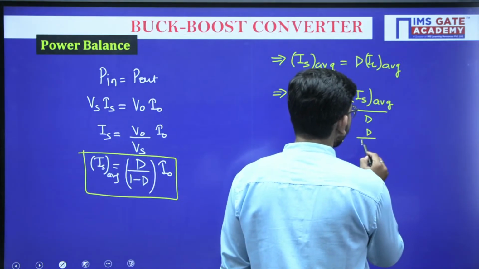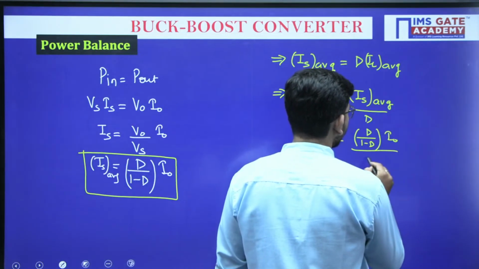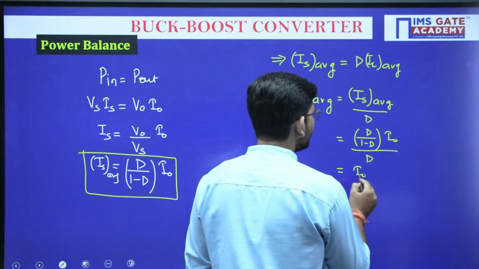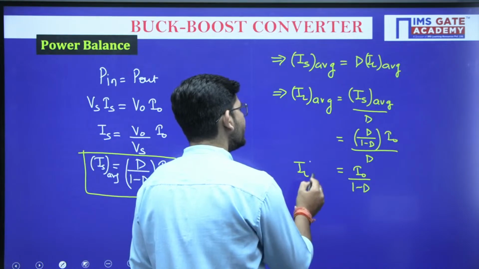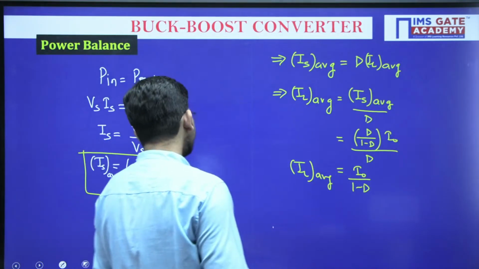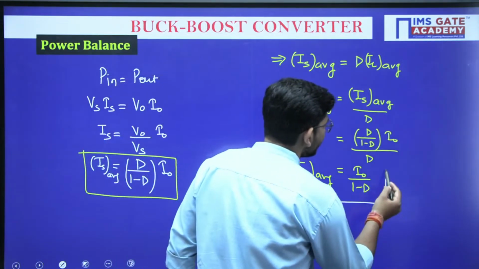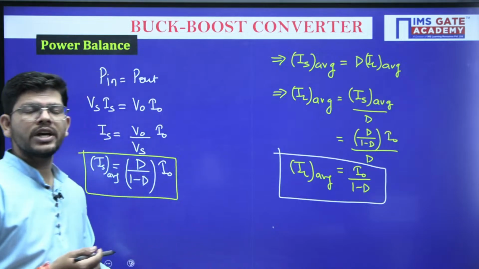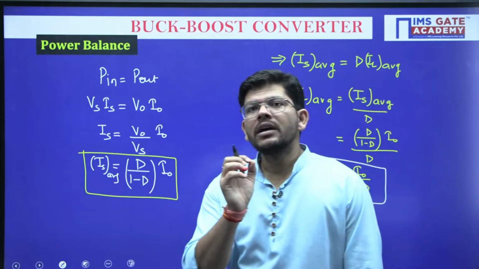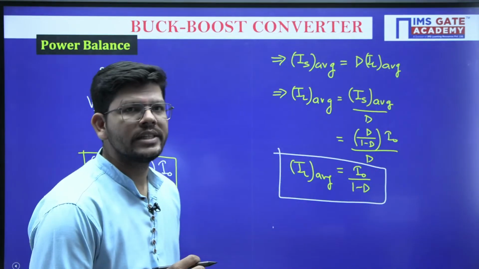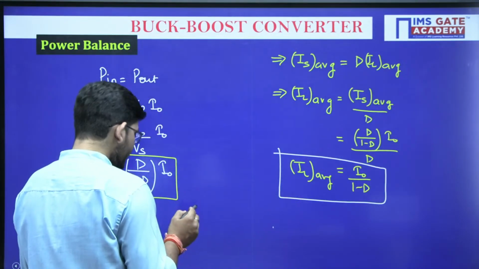Let me put the value: D upon 1 minus D times I naught, divided by D. So what are we going to get? We get I naught upon 1 minus D. So IL average is I naught upon 1 minus D, and this is the same that we obtained in case of the boost converter as well. So in case of the buck-boost converter and the boost converter, the average value of inductor current is the same, isn't it? This is one of the most important expressions that we have obtained.